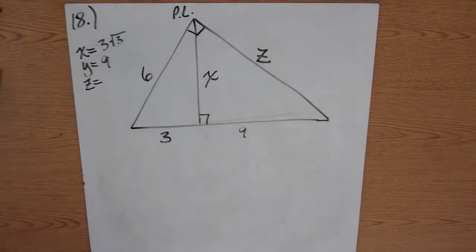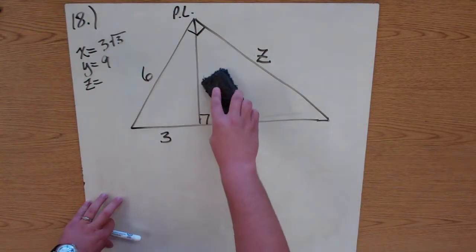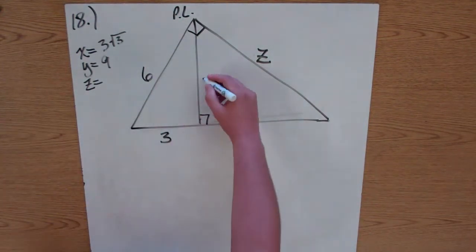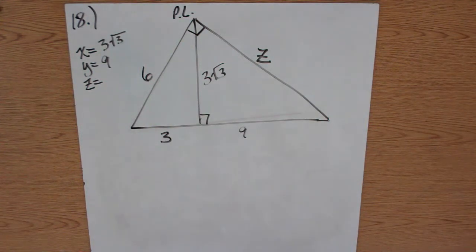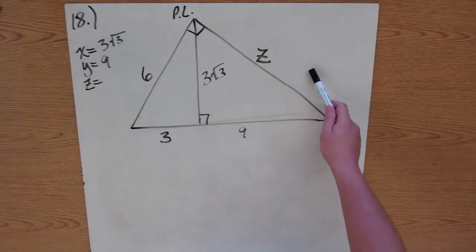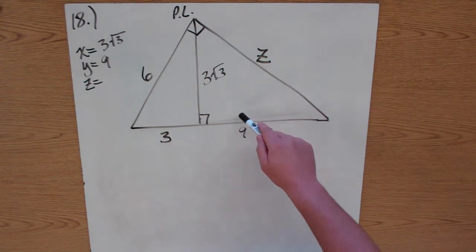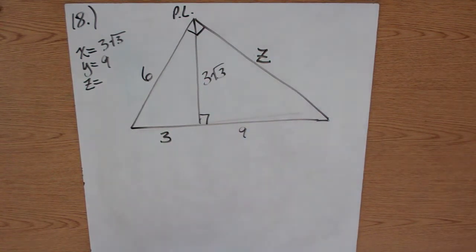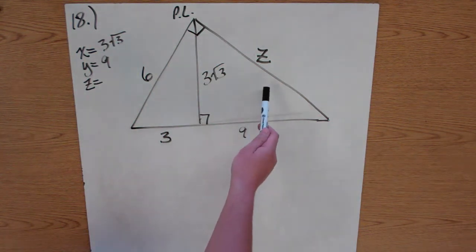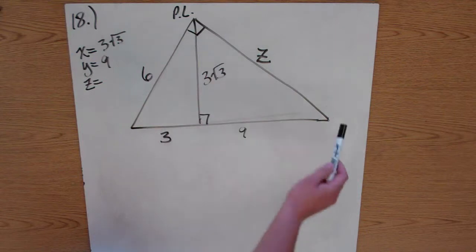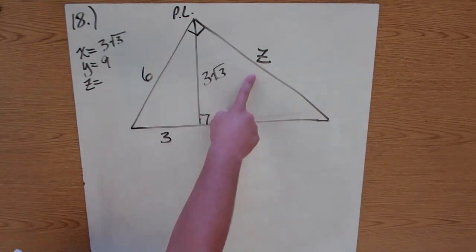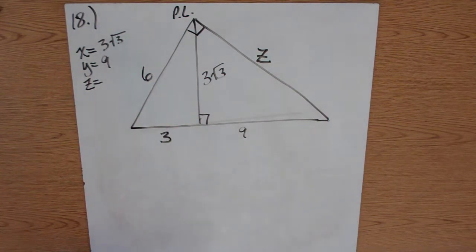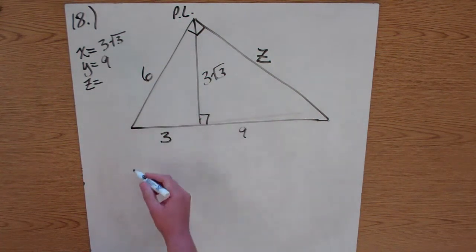Now, oh yeah, let me write that in here too. 3 square root of 3. Okay, so now z is the hypotenuse of this triangle, and then 9 is the long side. Okay, so we can set it up that way, or we can go with the big triangle and make this the long side over the short side, which that's the way I'm going to do it.